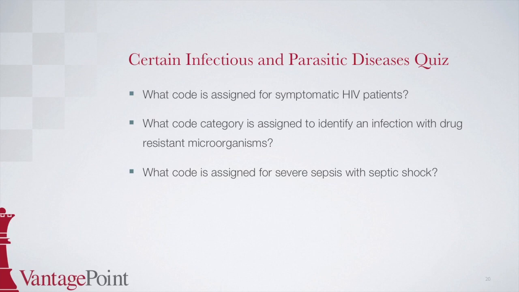Our third answer is R65.21. You can find this code by going to sepsis in the alphabetic index and then looking for the term severe. Under severe, indented below is the verbiage with septic shock, which codes to R65.21. Remember, you would first code the sepsis infection first, followed by R65.21, and then any associated organ dysfunction. And of course, with all questions, we always confirm our answers in the tabular index.